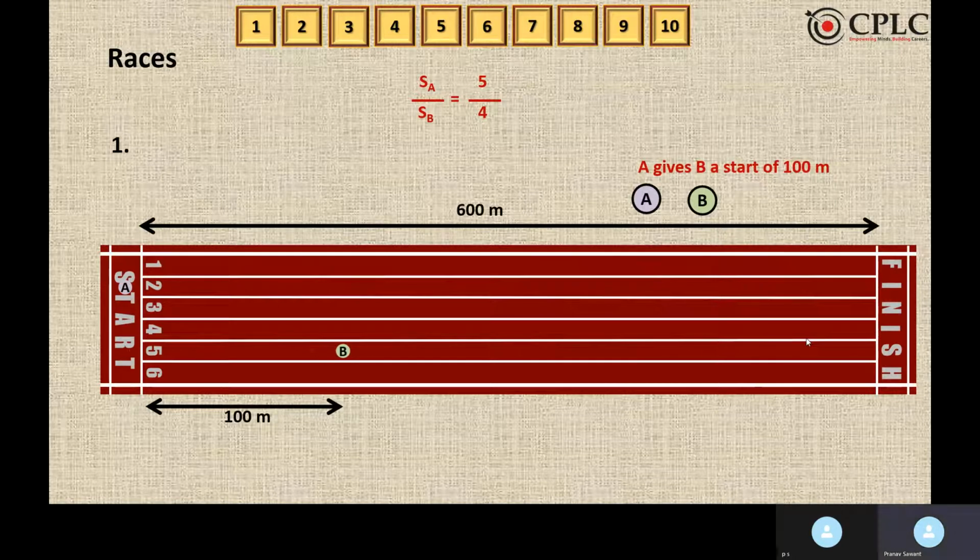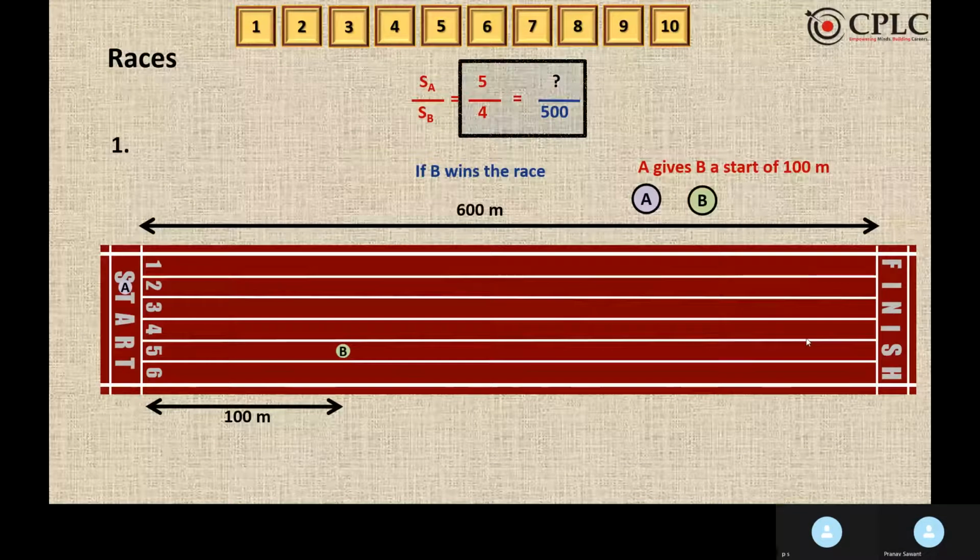So there would be two cases in this. First case is B wins the race, second case is A wins the race. Now, according to the two cases, we have to try to eliminate one of the cases. So let's say that B wins the race. So if B is winning the race, that means B will complete the next 500 meters because B has already completed 100 meters. So B will complete the next 500 meters and A will complete what distance? This is what we need to find.